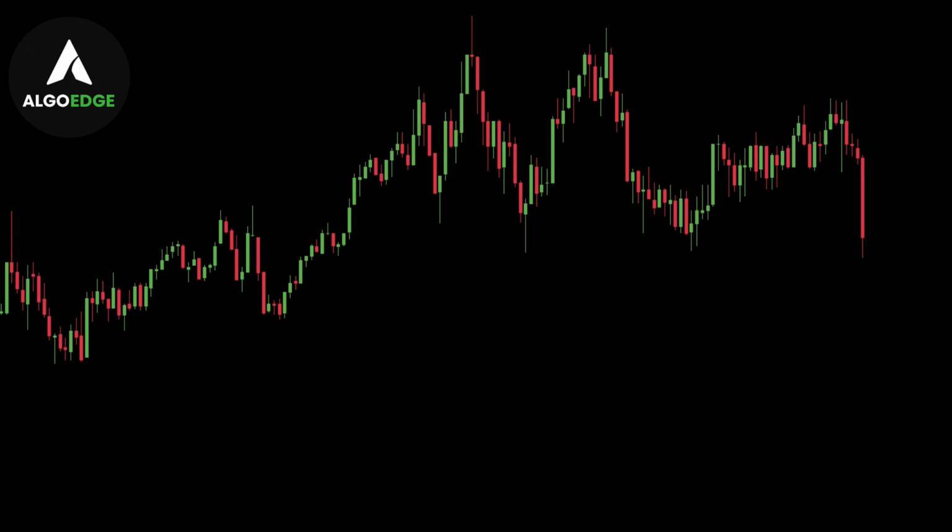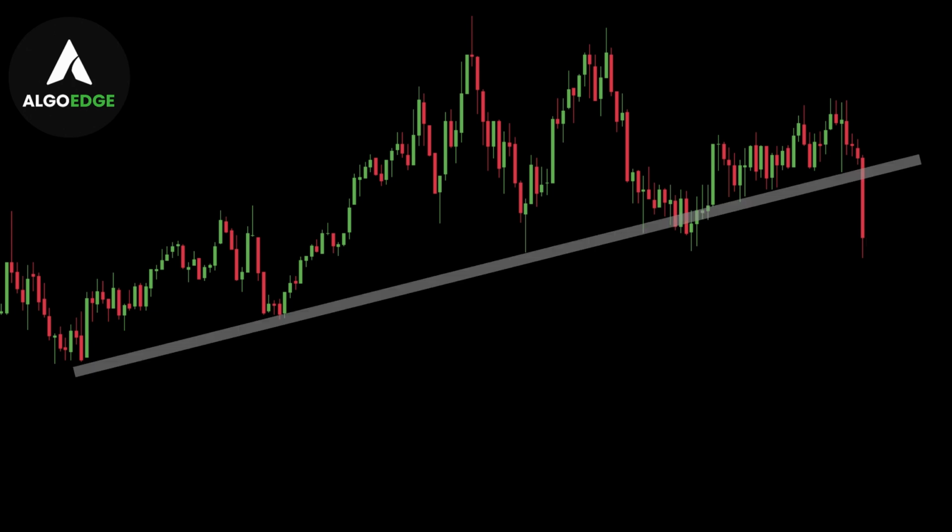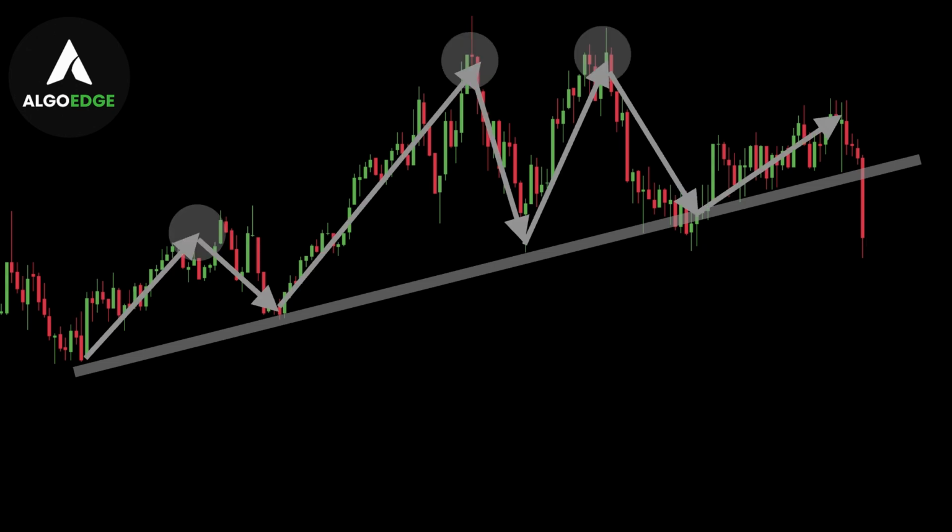In this example, we have a clear uptrend. The first step is to identify and draw a valid trend line. Once that's done, we wait for price to break below the trend line. Now, notice something important. Price is no longer creating new higher highs. This can be an early sign that the bullish trend is losing momentum. In other words, buyers are no longer able to push the market to fresh highs as easily as before.